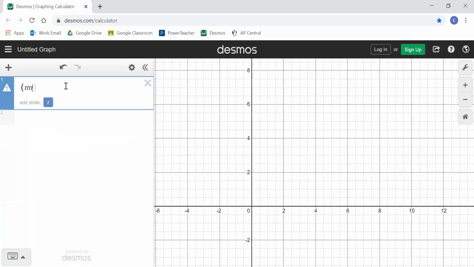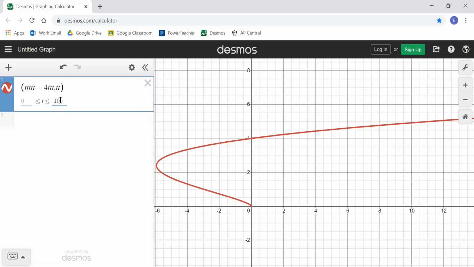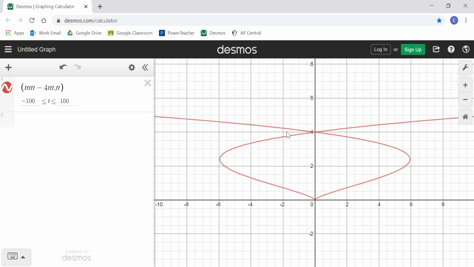So we had what, t to the 5th minus 4t cubed, and then what was the y coordinate? T squared. Just t squared? Yes. All right. And since we can't do negative infinity to infinity, we'll just put in a couple of big numbers here. It looks like between negative 100 and 100, it's going to hit that point 0, 4 twice, right?